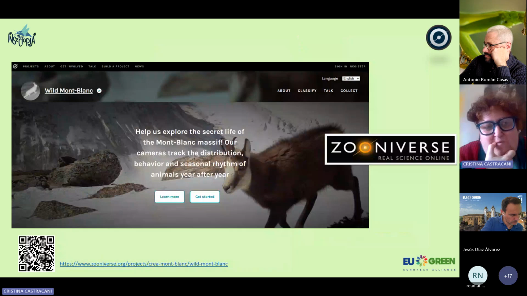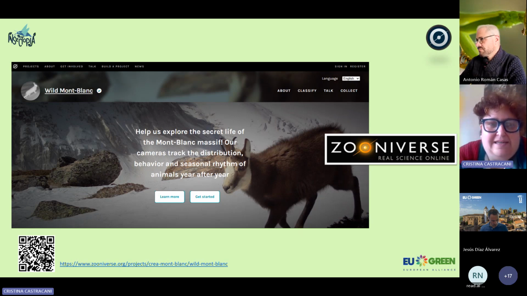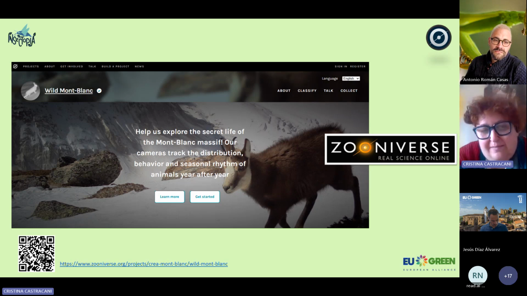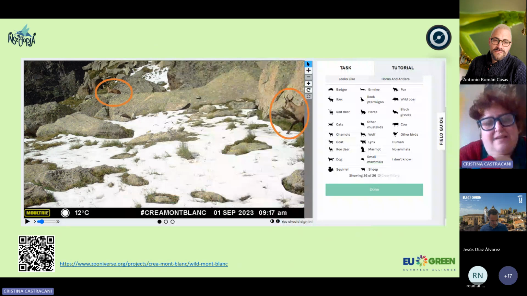Another example is the Wild Mont Blanc. So it's not about pollinators, but just to give you an idea. Here, the researchers have camera traps in the Mont Blanc, and they collect basically millions of pictures. And so they are asking people to help in extracting data. And if you go there, you can see a picture like this. And so they ask you to say if in the pictures there are animals and what type of animals are there. And so you can give information to the researchers.